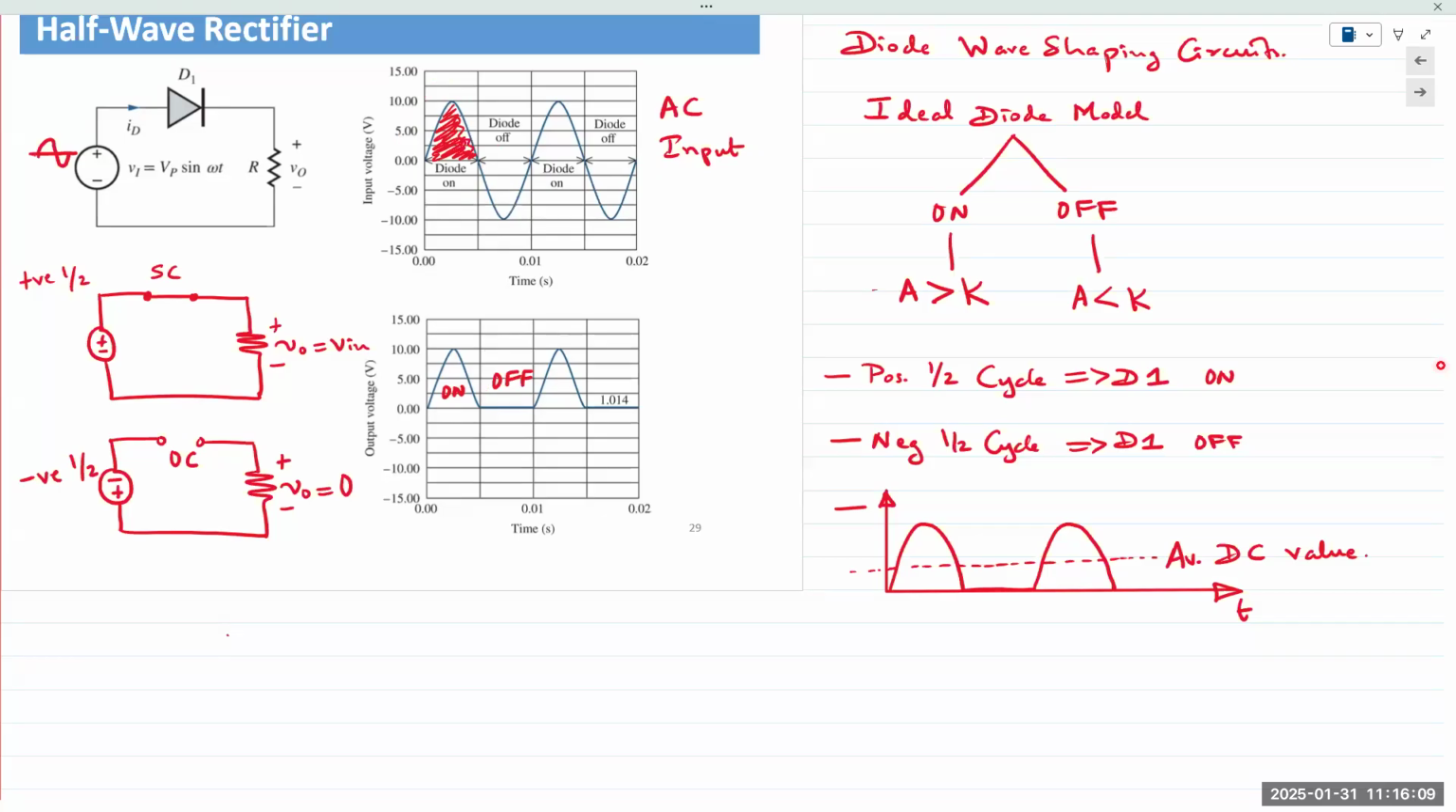In the negative half cycle, we can model it as a voltage source with its polarity flipped. Now the cathode is higher than the anode, and because the cathode is higher than the anode, the diode is off. We can model it as an open circuit. V out is equal to 0. So for the positive half cycle, the diode is on and V out is equal to V in. In the negative half cycle, the diode is off and V out is equal to 0. Hence the name half-wave rectifier: it only rectifies, or converts, half the AC into DC.